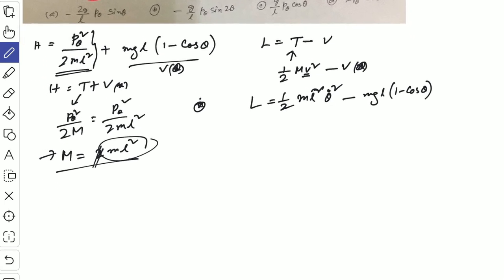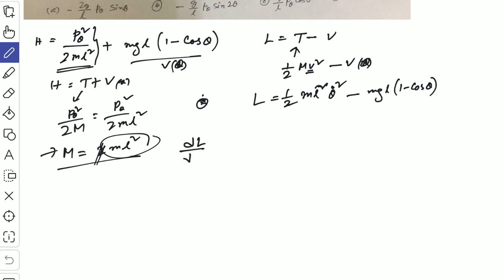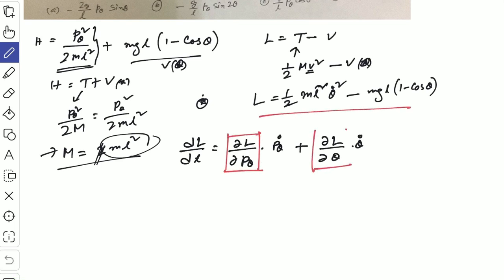So how to find the total derivative? The total time derivative of L, dL by dt, is given by del L by del p theta into p theta dot plus del L by del theta into theta dot. So now what we need to find? We need to find del L by del p theta, and del L by del theta, then p theta dot and theta dot. These two, p theta dot and theta dot, can be obtained from the Hamiltonian equations of motion: theta dot is equal to del H by del p theta, and p theta dot is given by minus del H by del theta.